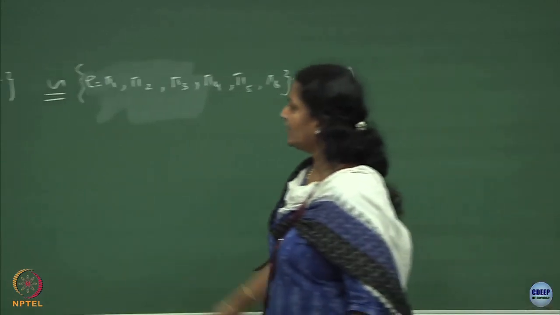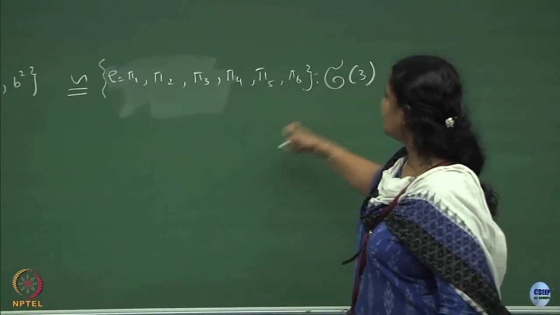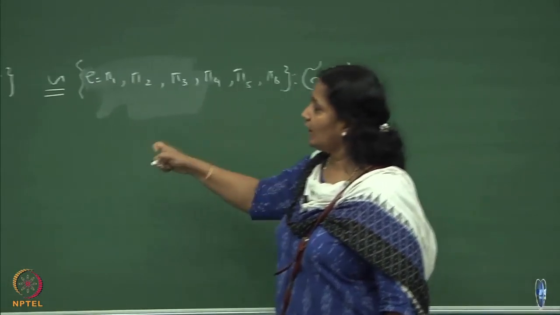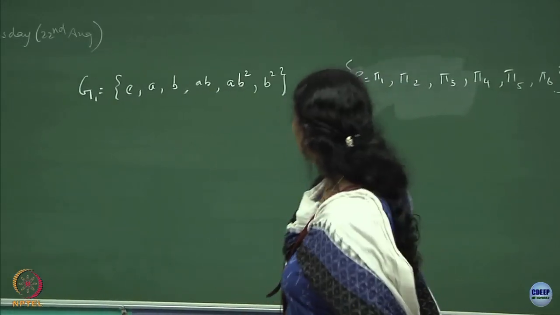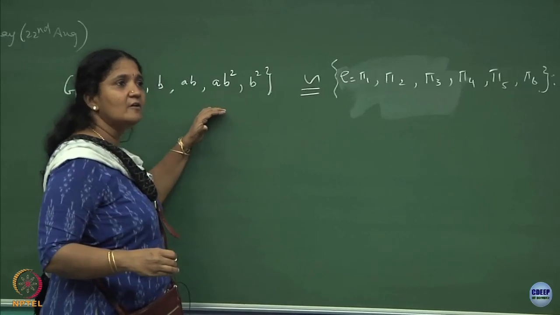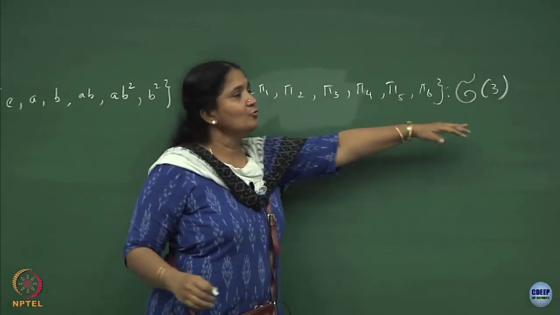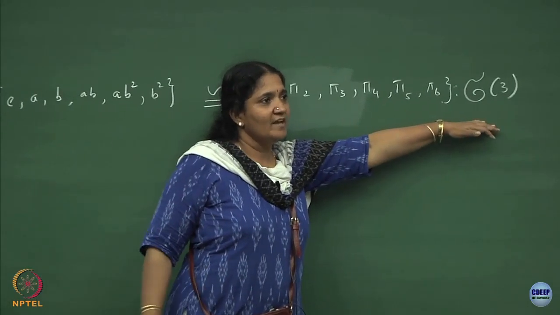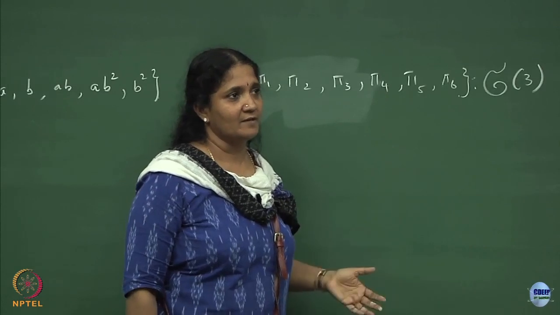So this was generated with A and B, and this one is the permutation of 3 objects, and these two are isomorphic to each other. I am just saying that a finite group of some order, you can always find it to be isomorphic either to the symmetric group of degree n or to subgroups of the symmetric group of degree n. That is all I am trying to say.